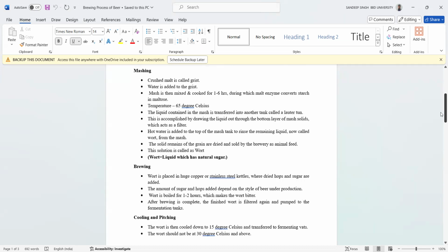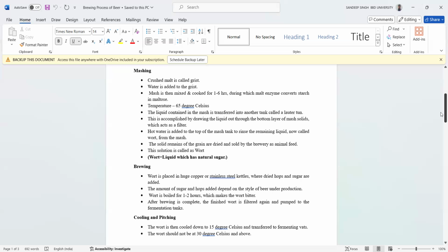The liquid contained in the mash is transferred into another tank called a lauter tun. This is accomplished by drawing the liquid out through the bottom layer of mash solids, which acts as a filter. Hot water is added to the top of the mash tank to rinse the remaining liquid, now called wort, from the mash. The solid remains of the grain are dried and sold by the brewery as animal feed.